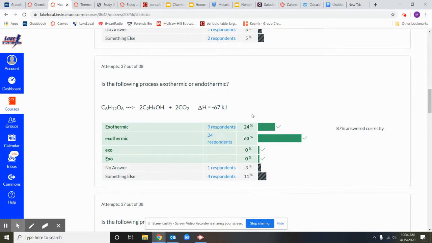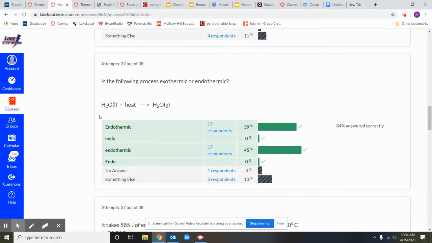This asked about endo or exothermic just based on your heat of reaction, your delta H. You can determine if it's endo or exothermic based on the sign. So because this is negative 67, your answer is exothermic. If that were a positive 67, then it would have been endothermic. But this is exothermic because it's a negative delta H. Again, that's releasing heat. So that's how you can determine if it's endo or exo when you're given the delta H.